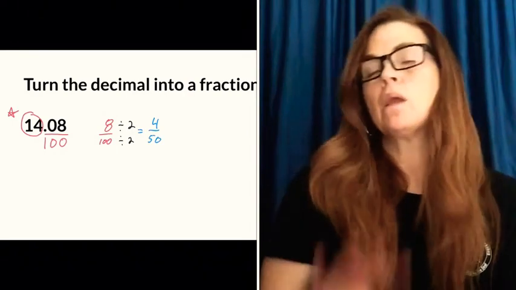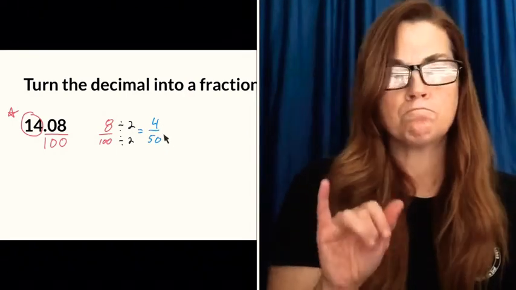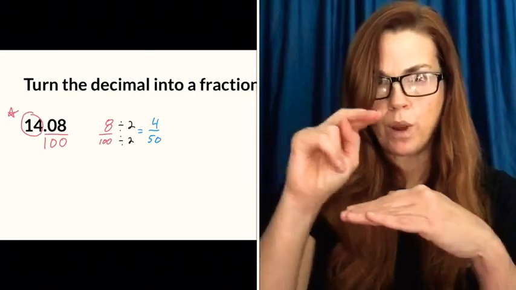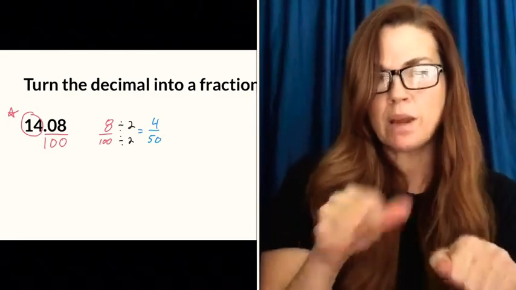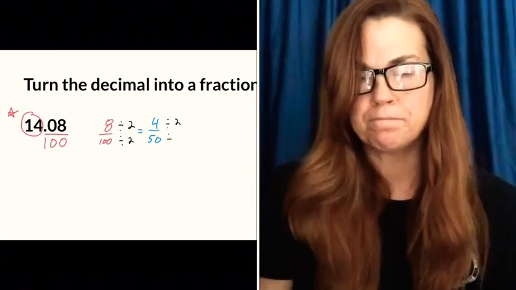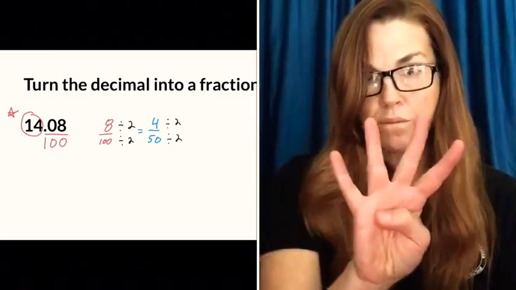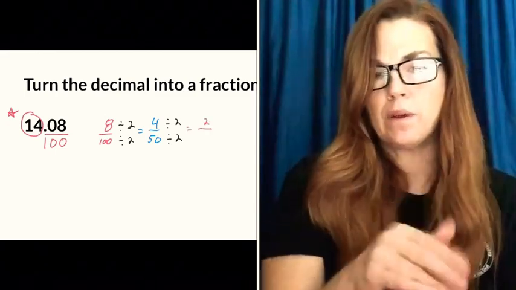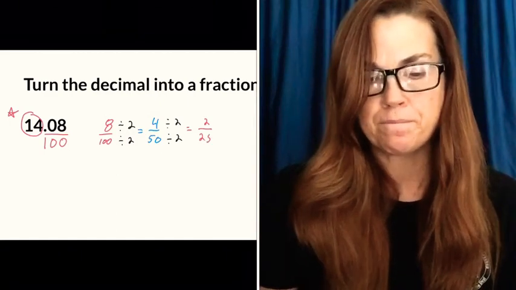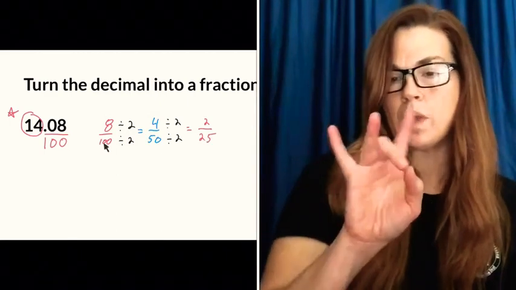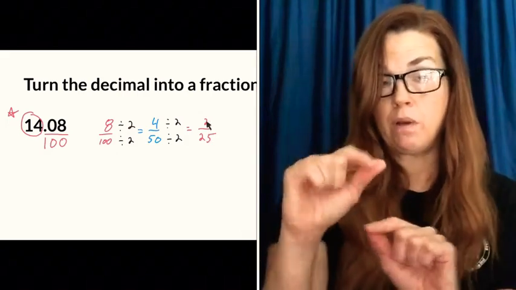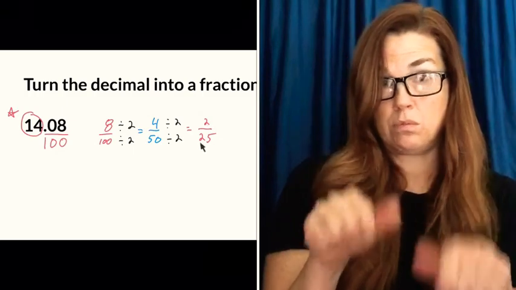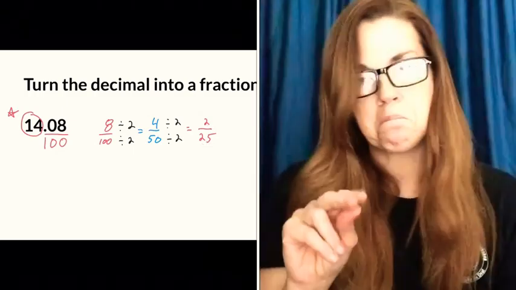Now looking at this, I still have 2 even numbers. My numerator and denominator, the top and bottom number, are both even. That means I can divide by 2 again. So I'm going to divide by 2 here. And 4 divided by 2 gives me 2. 50 divided by 2 is 25. Okay, so 8 over 100 in its simplest form is 2 over 25. And the only number that 2 can be divided by is 2, but since 25 is an odd number, I can't divide it by 2.